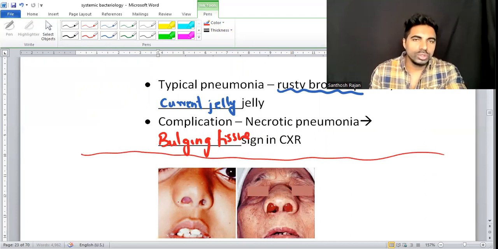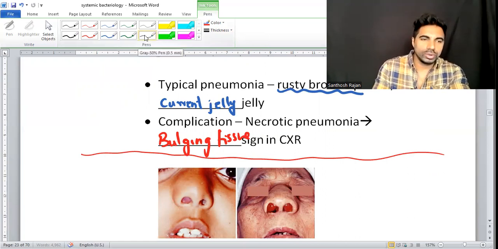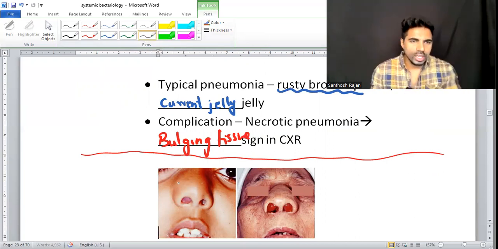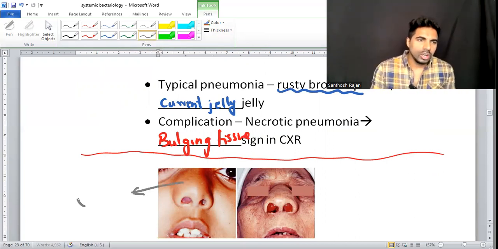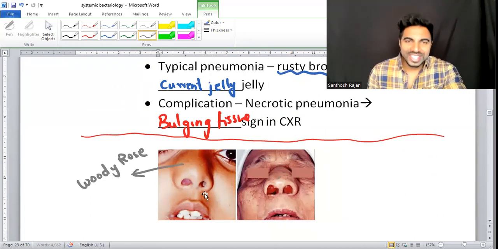Now this is another disease, an ENT question. ENT may ask a question, but it's related to micro also. How does this nose look to you? This is a woody nose. This is also a woody nose. So woody means which Klebsiella? Klebsiella rhinoscleromatis.